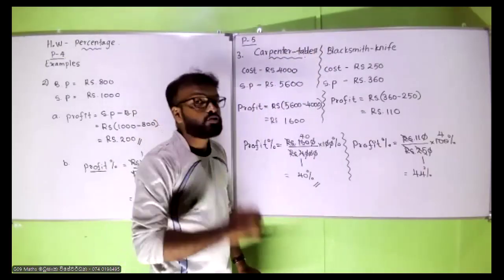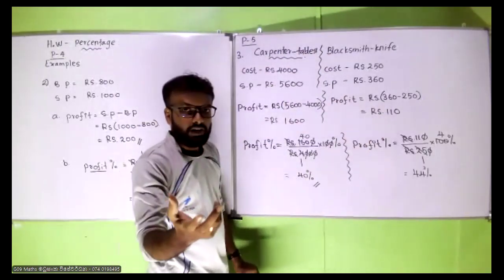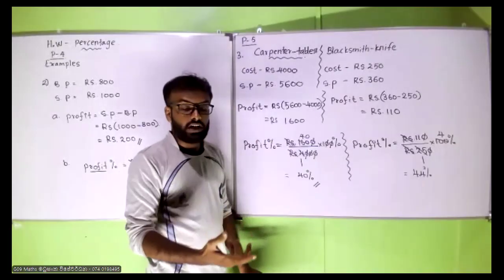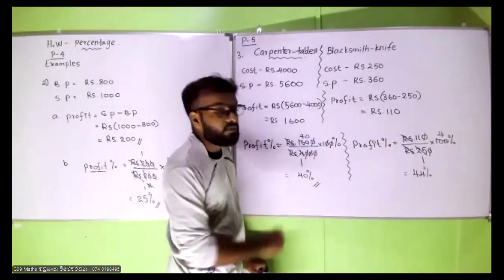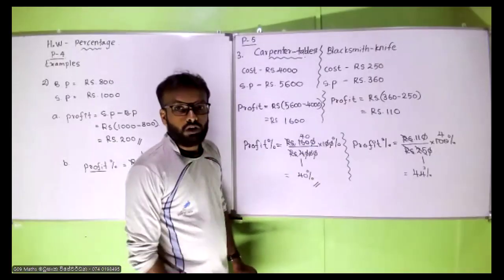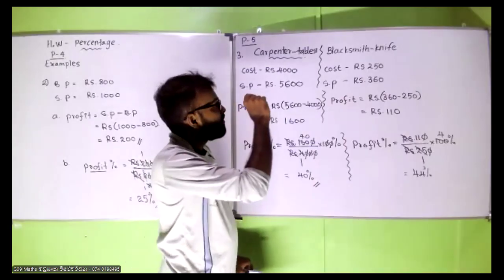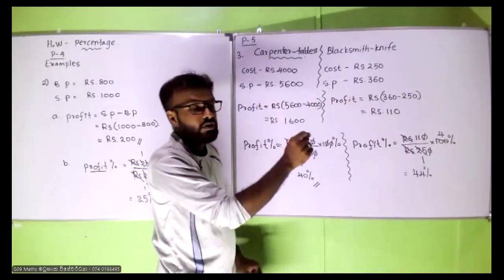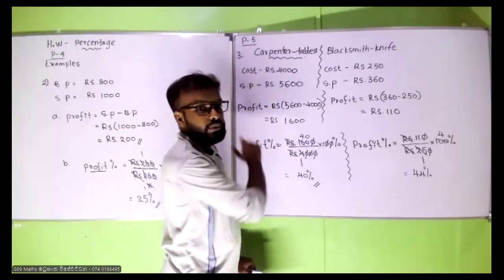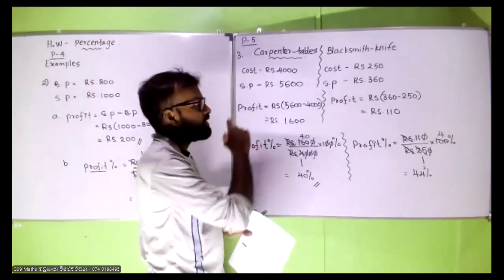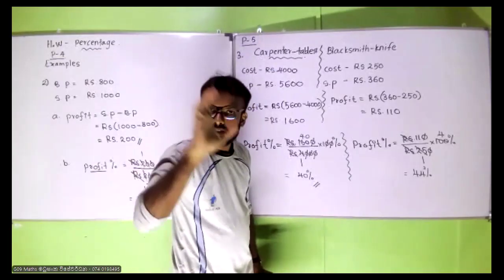The blacksmith. Yes, this is 110, and when it compares to this 1,600 it is smaller. But the profit percentage gain is 44%. So who is doing the most profitable business, by selling knives or by selling tables? The blacksmith, by selling knives. The blacksmith is doing the most profitable business.